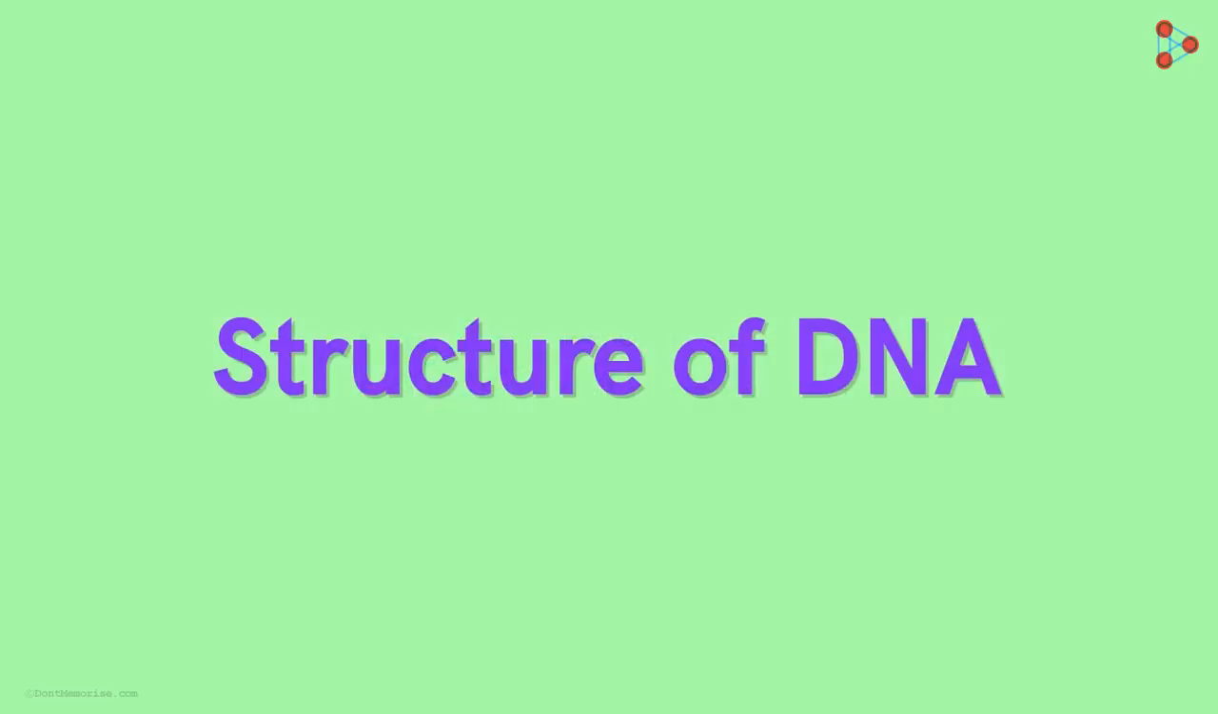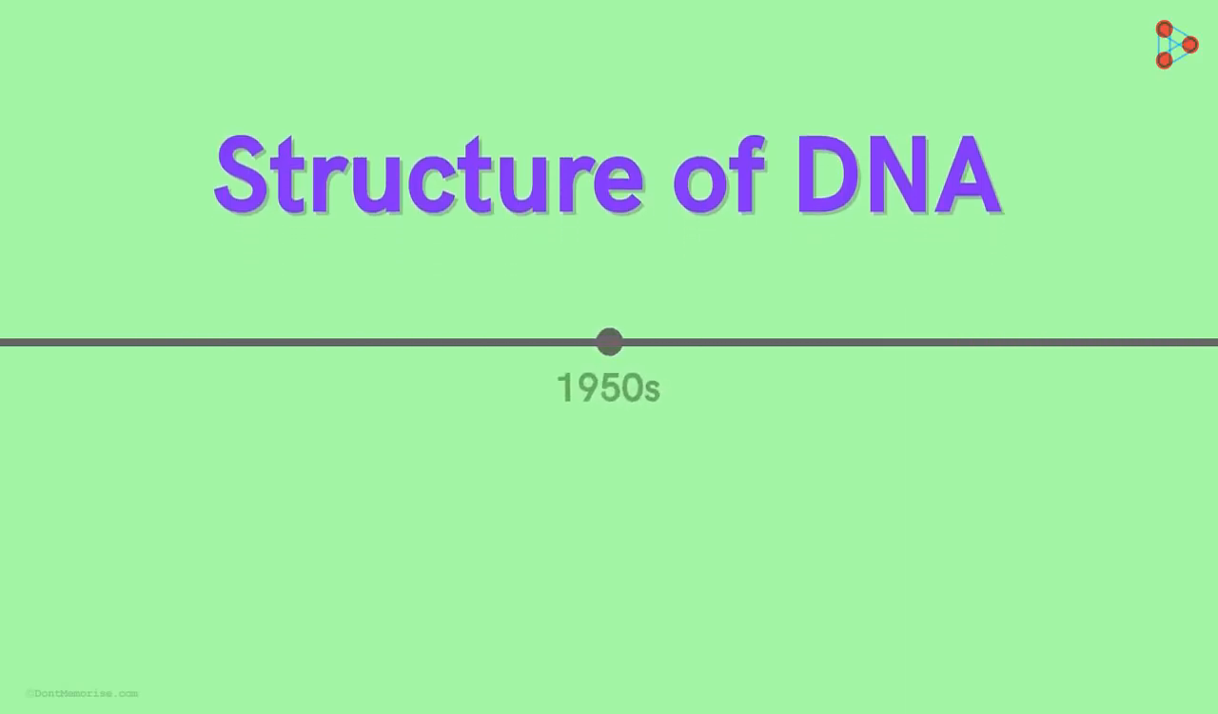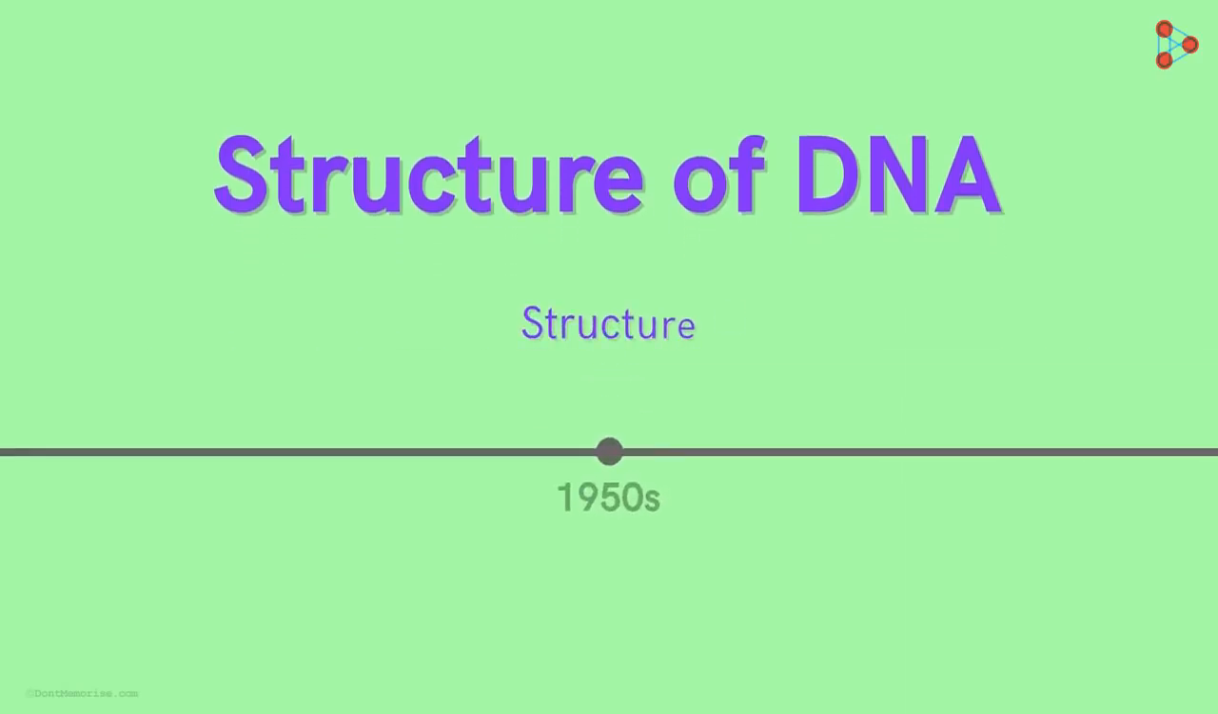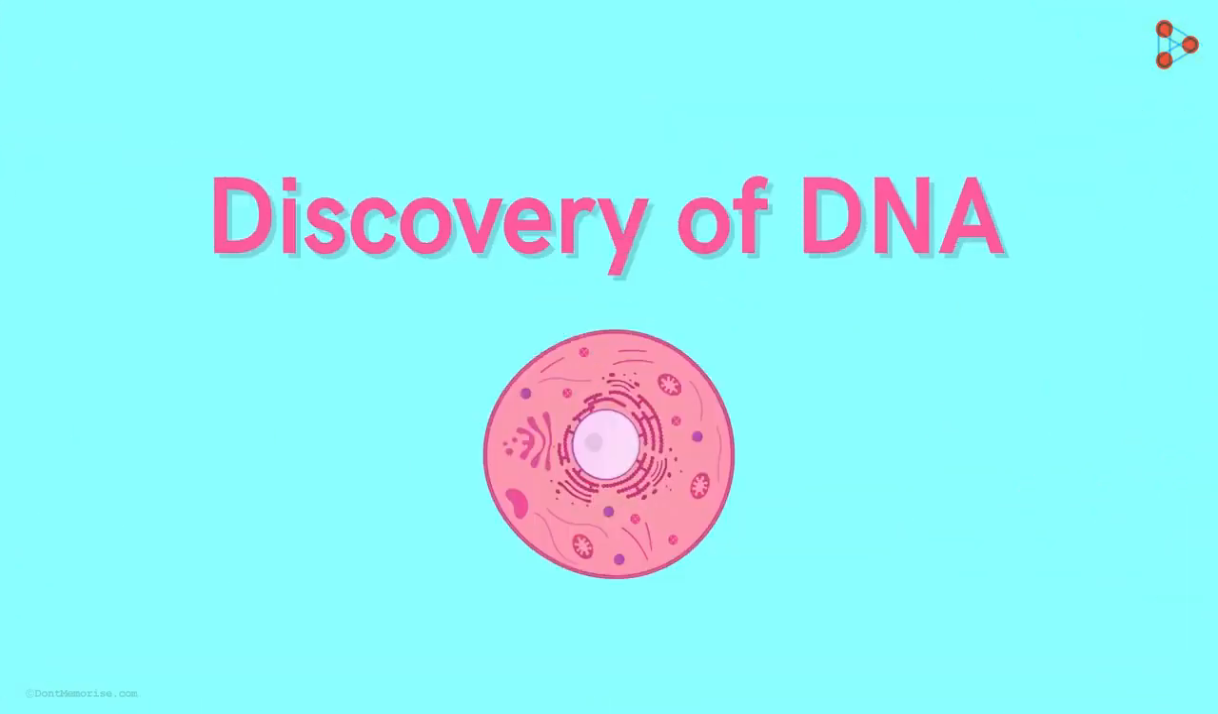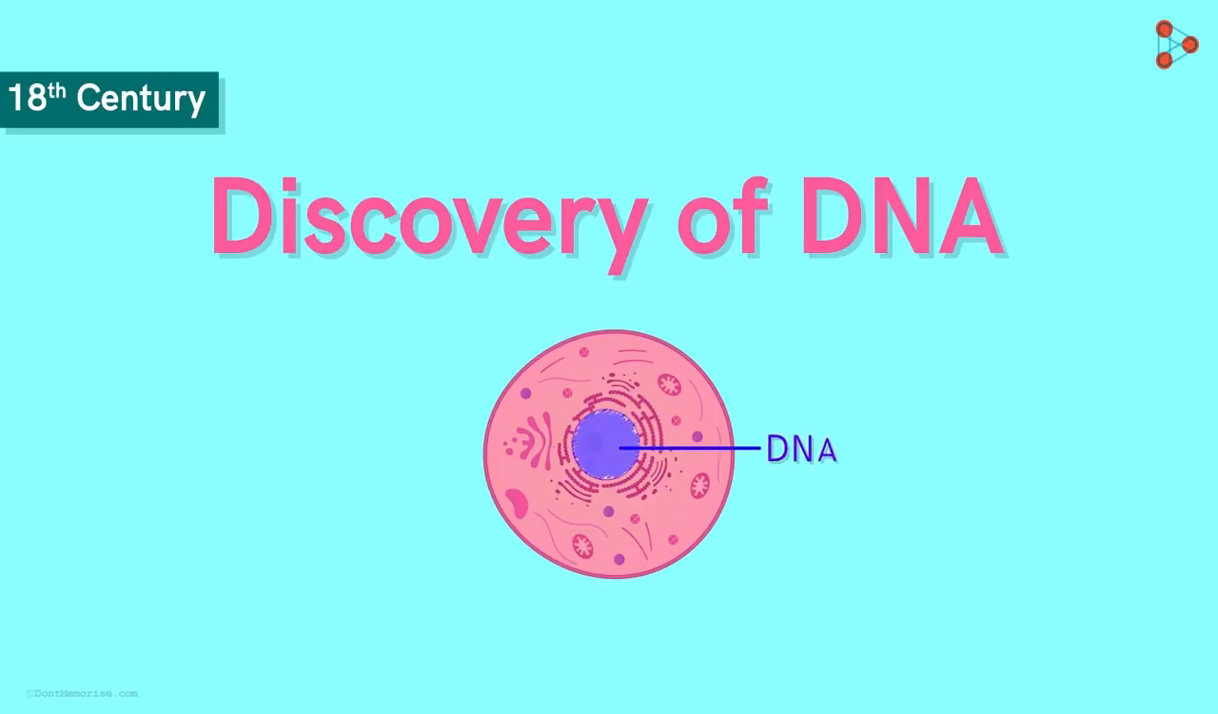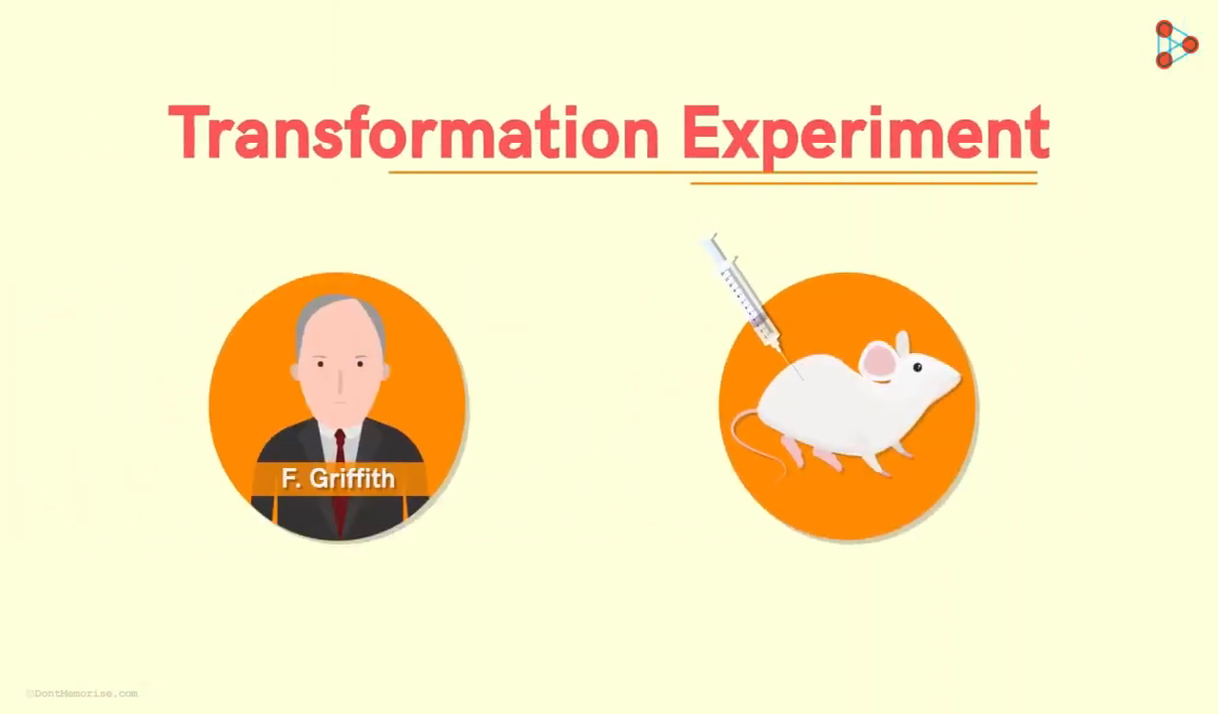The structure of the DNA molecule was discovered in the early years of the 1950s. Note that the structure was discovered, not the molecule. The discovery of DNA molecules predates to the 18th century. But DNA was ignored for a long time, and it was proteins that grabbed a lot of attention. However, post-Griffith's transformation experiment, the other two notable works in the timeline helped shift the focus towards DNA.